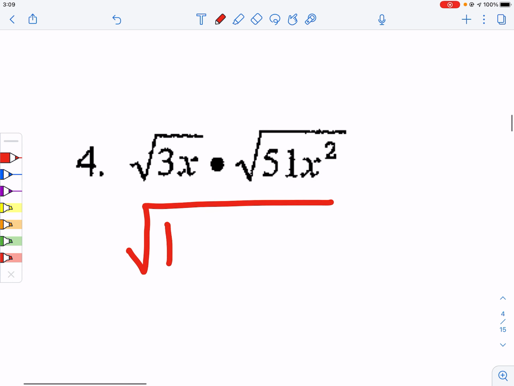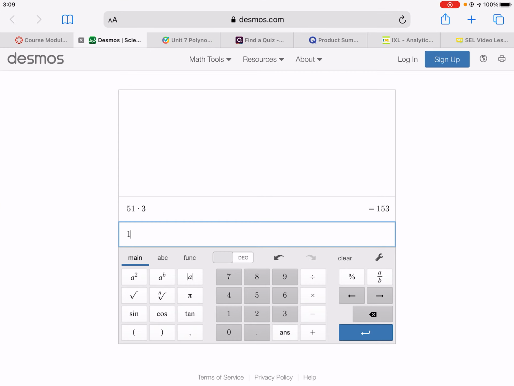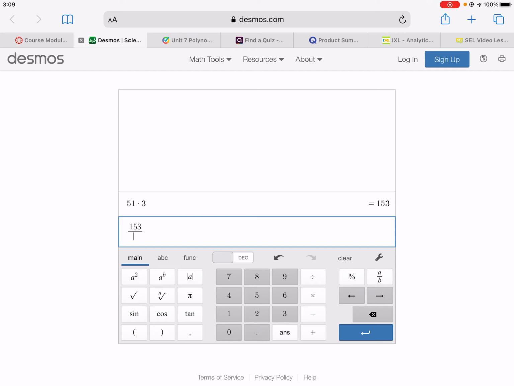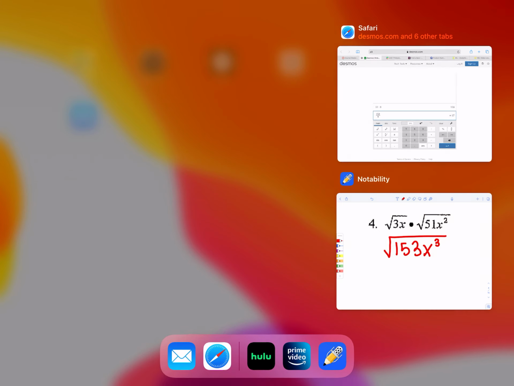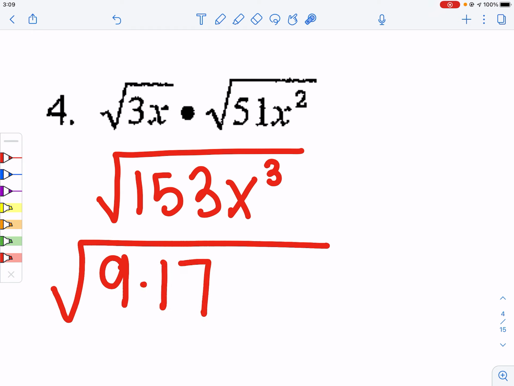So right now I have 153, and then x times x squared gives me x to the third. From here I have to figure out a perfect square that divides into 153 evenly. So I'm going to go back here, take 153, you can try 4, that doesn't work. My next one is 9. That one does work, so I'm going to do 9 times 17. So I'm going to split up 153, and I'm going to turn it into 9 times 17. Also, remember, you can't have odd exponents, so I'm going to fix that and make it x squared and then x.